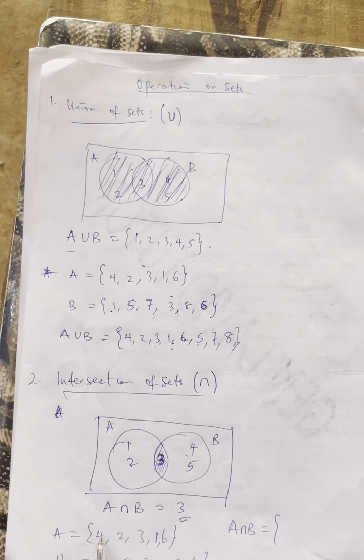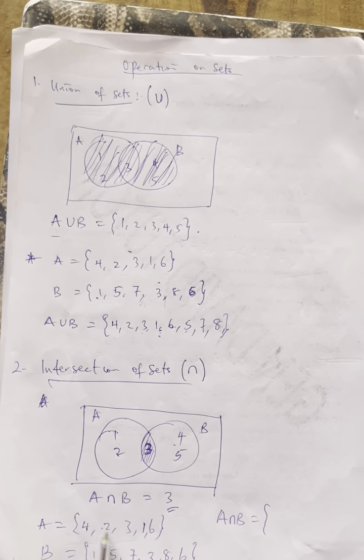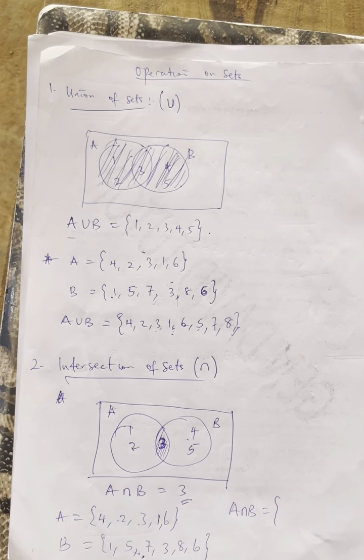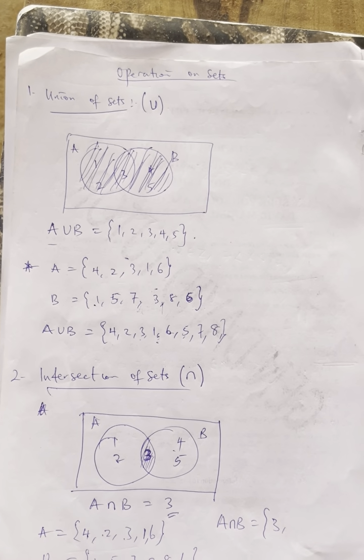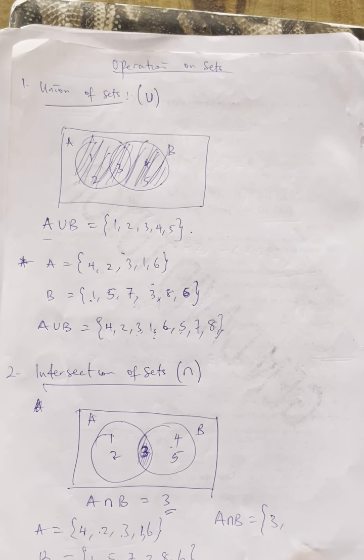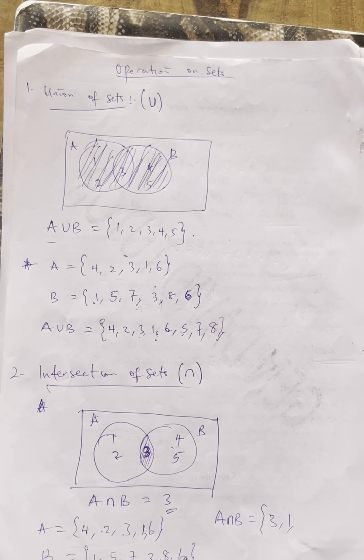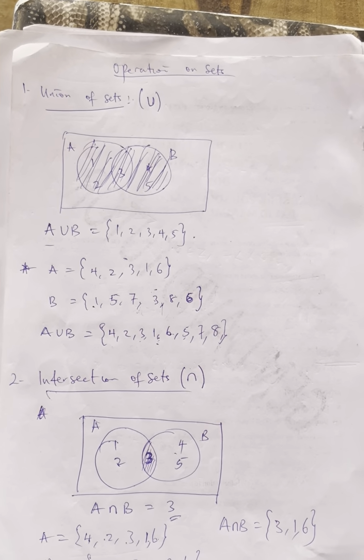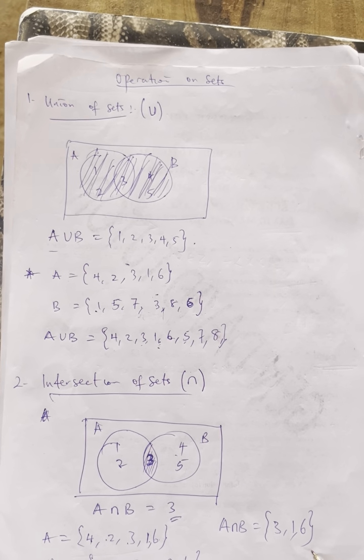Now let us start. 4 is here, is 4 here? No. 2 is here, is 2 here? No. 3 is here, is 3 here? Yes. So that's one part of the intersection. 1 is here, is 1 here? Yes, you write it. 6 is here, 6 is here, yes, you write it. So what they have in common is what is known as the intersection.